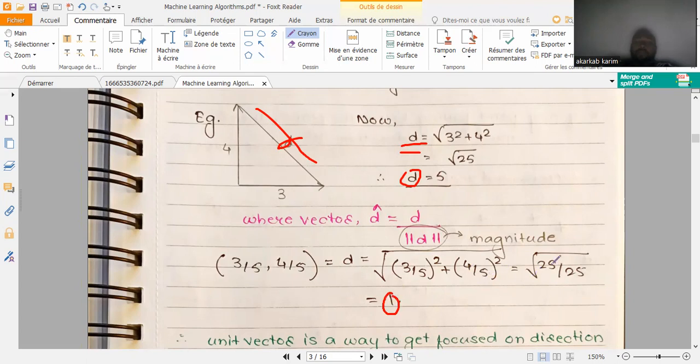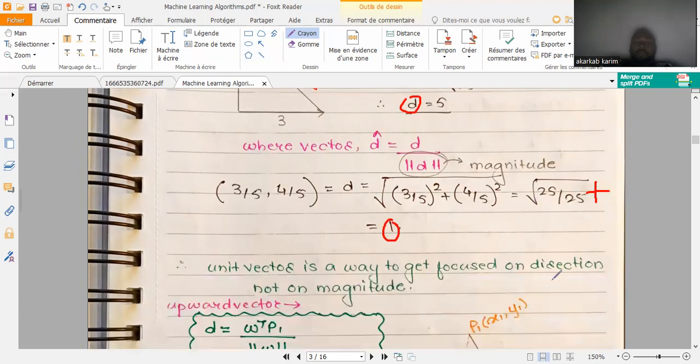So after replacing all the values that we have here based on this formula, we get 1 in the end as a result. So the unit vector is a way to focus on direction, not the magnitude. This value just gives us an idea about the direction of the point that we have in the plane. You can see this more deeply with other examples, and it will be more clear. The value of this is just for the direction, not the magnitude.